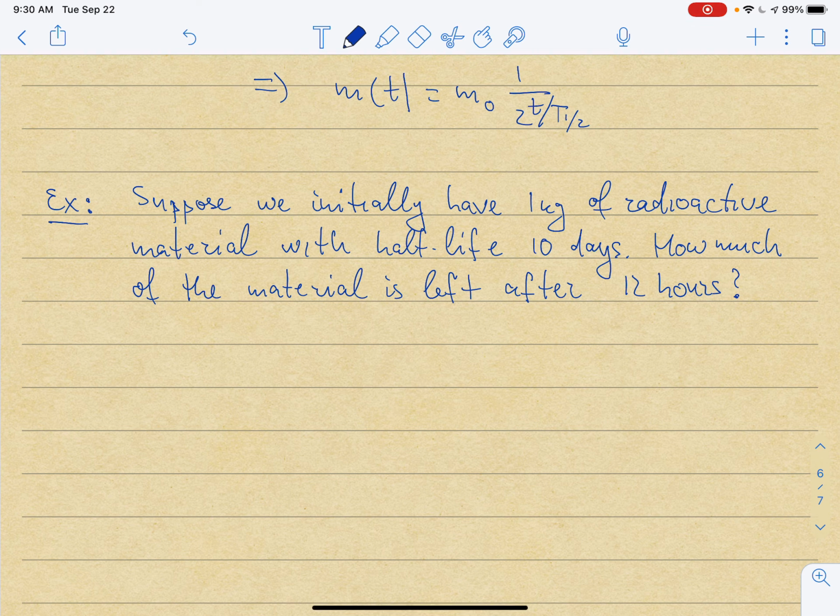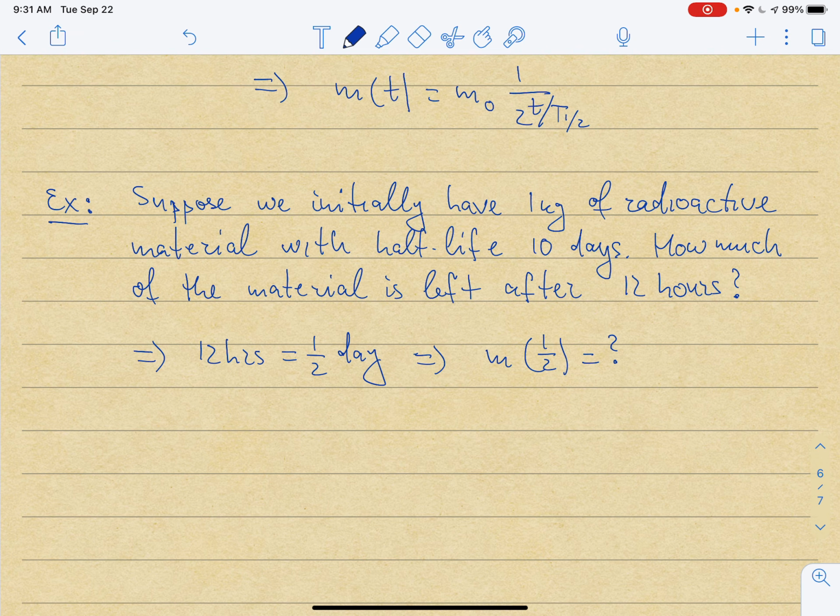So the biggest difficulty in this problem is to relate different time scales. I have half-life, which is expressed in terms of days, and I want to figure out how much of the material is left after a certain number of hours. Also, we have to convert either everything into days or everything into hours. Let's convert into days. So 12 hours are going to be equal to 1/2 of a day. And so then what I'm looking for is m of 1/2.